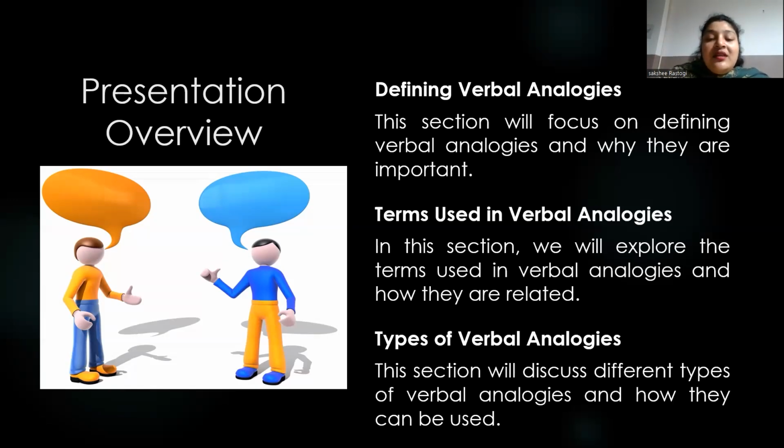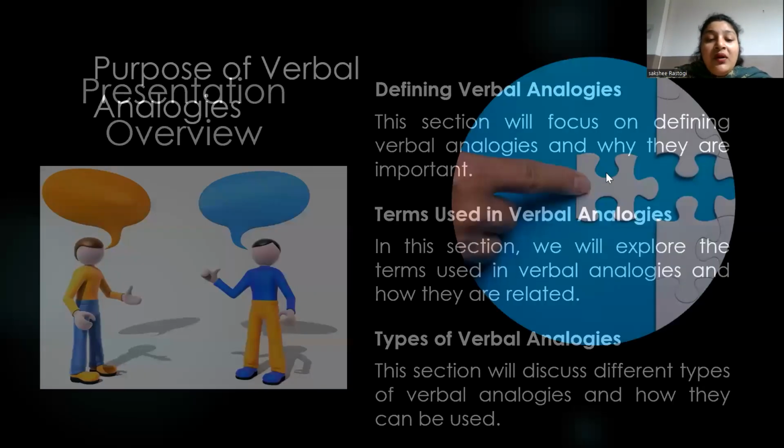So verbal analogies test your ability to recognize relationships between words and concepts, understand linguistic and logical connections, apply reasoning and problem solving skills, think creatively, and make connections between seemingly unrelated ideas. Verbal analogies are used in various contexts, including education, cognitive development, and standardized tests to assess critical thinking, problem solving, and linguistic skills. So, what do you understand by importance?